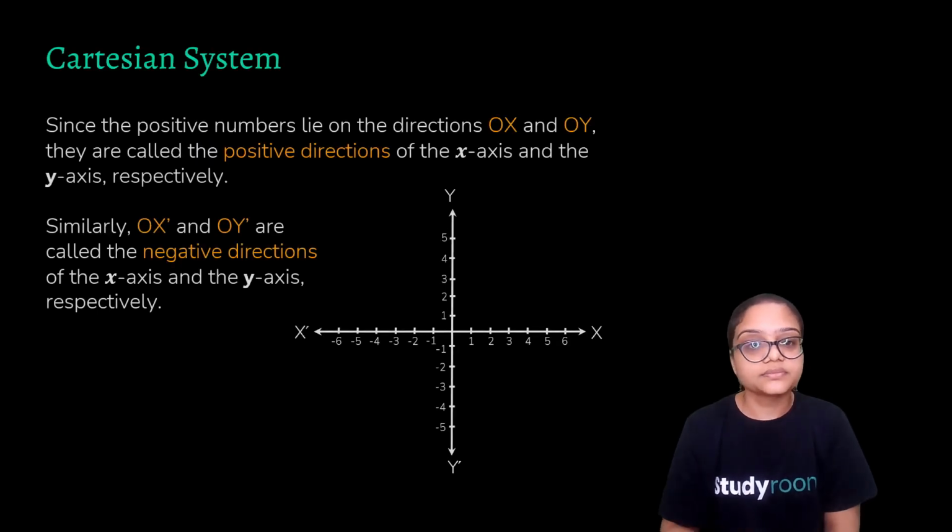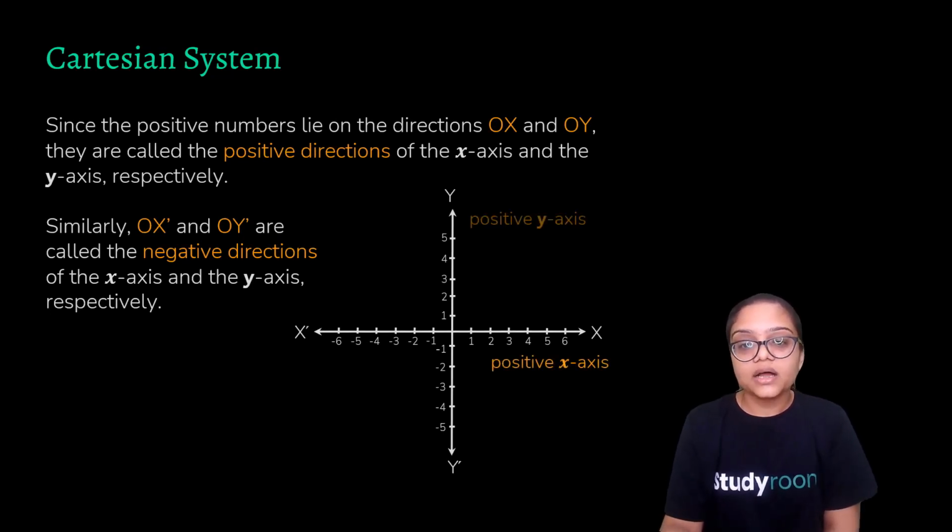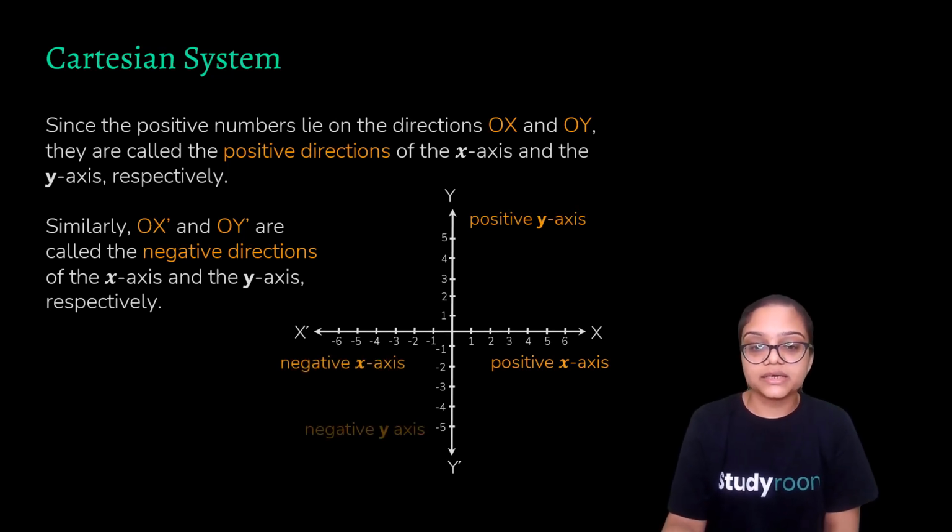The positive numbers lie on the right direction like ox, oy, upward and right, and negative lies on downward and left. Ox dash and oy dash are called negative directions of x and y axis respectively. So this is just the simple coordinate system which you have to learn. See, positive x-axis, positive y-axis, negative and negative.